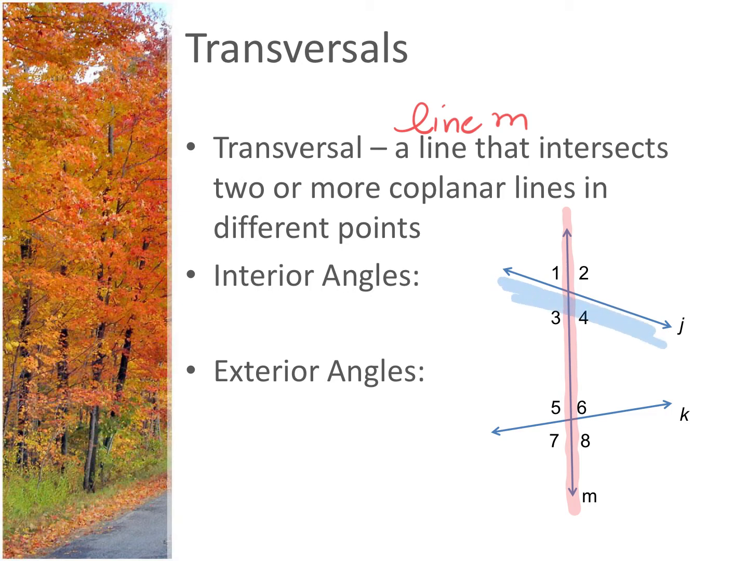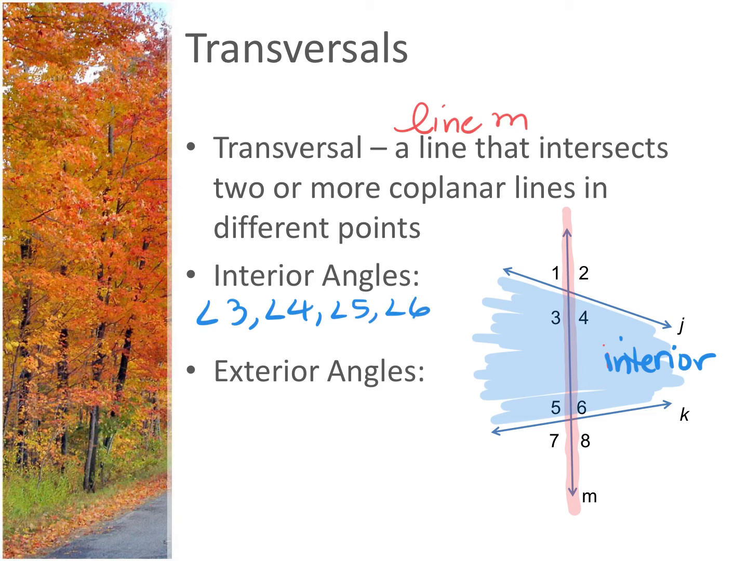So these are inside the two coplanar lines, all of these angles here in the blue section. This would be the interior portion of my diagram. So these are the interior angles, and I'm going to label them. So we have angle 3, angle 4, angle 5, and angle 6 are all interior angles.